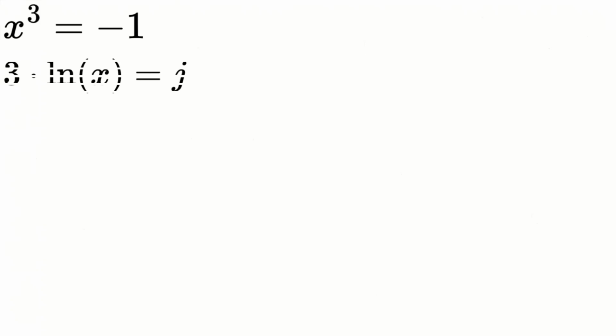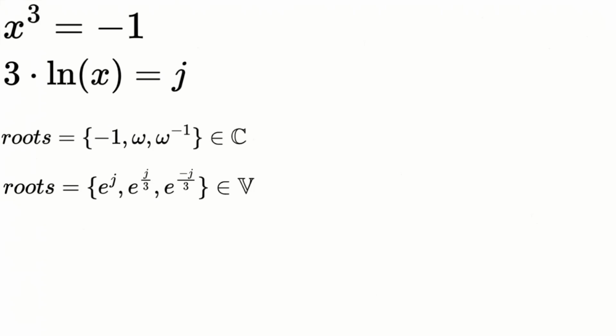Now take the natural logarithm on both sides, we get 3 times natural logarithm of x equals natural logarithm of negative 1, or specifically j. So all three roots must satisfy the new equation. The above cubic has three roots, negative 1, omega, and omega inverse, so they must all satisfy the new equation. But before we continue, let me tell you the roots of a cubic in the virtual system. The first root is negative 1. The second root is e raised to j over 3. The third root is actually the inverse of omega, which is e raised to negative j over 3. You can get roots using the virtual exponential function.